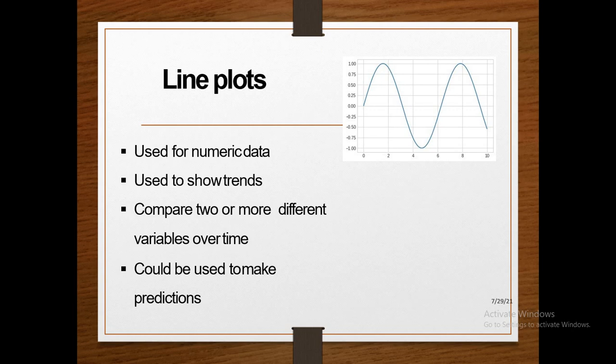If I talk about line plot, it is basically used for numerical data. It is used to show trends. So this is trends. It will compare two or more different variables over time. So this is like 0, it is comparing with 4. So this is how the variables are compared. It could be used to make predictions. Sometimes these predictions can be, my data is going up and then suddenly there is a steep drop. So this is a line plot which is used to make the predictions.